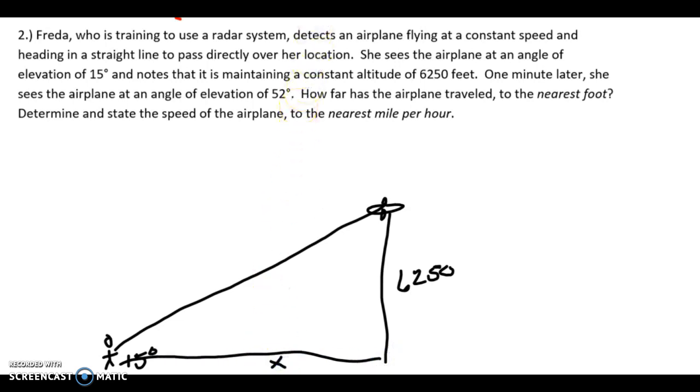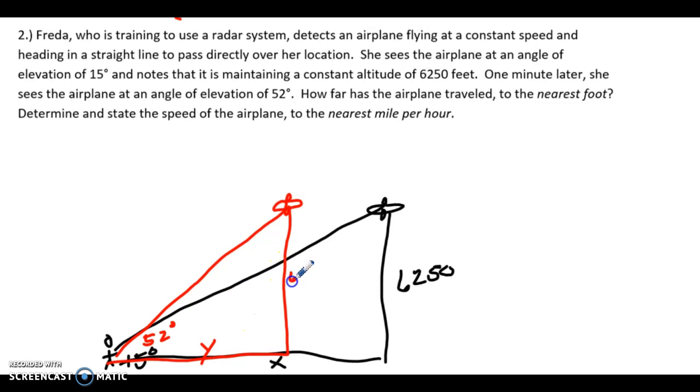x. And then the next part of the problem says she looks up a few minutes later and the airplane has moved, and now the airplane is here, and when she looks up this time, the angle of elevation is 52 degrees. And so I'm going to draw in another triangle like this, and this is 52 degrees. And so you would then calculate this as y.